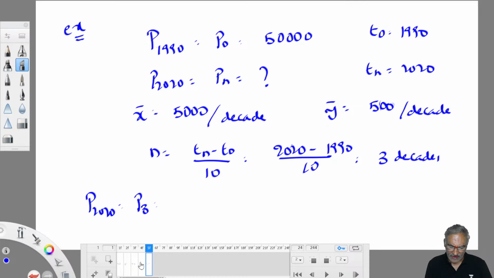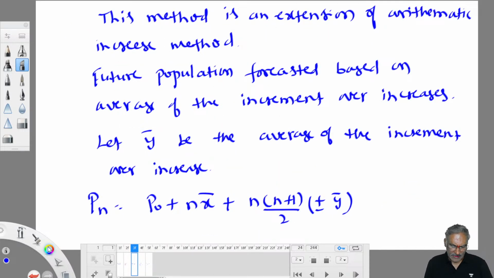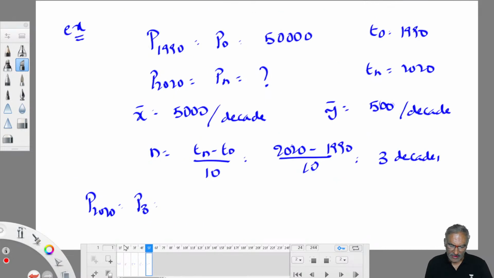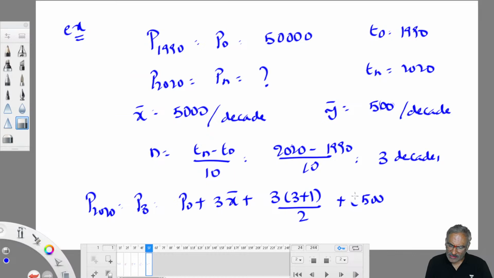So what is the generalized expression? This is the generalized expression: Pn is equal to P0 plus n into X bar plus n into n plus 1 by 2 into plus or minus Y bar. Here n is equal to 3, so wherever n is there, write 3. So it is P0 plus 3 into X bar plus 3 into 3 plus 1 by 2 into plus or minus Y bar. Here Y bar is positive only, plus 500.